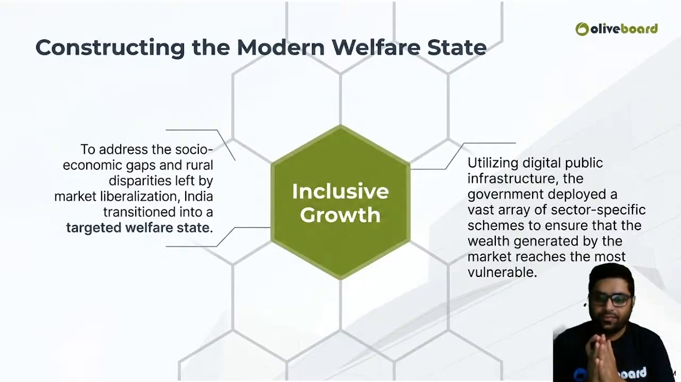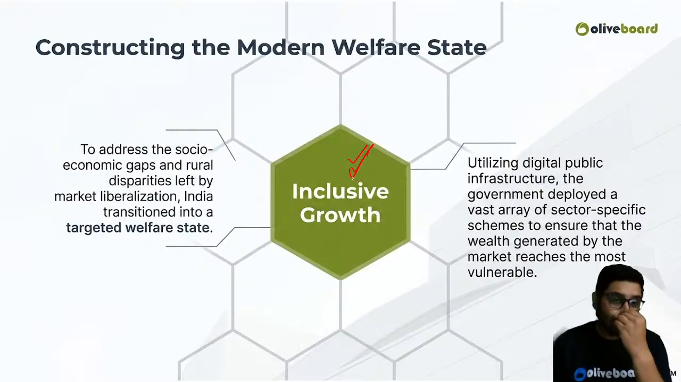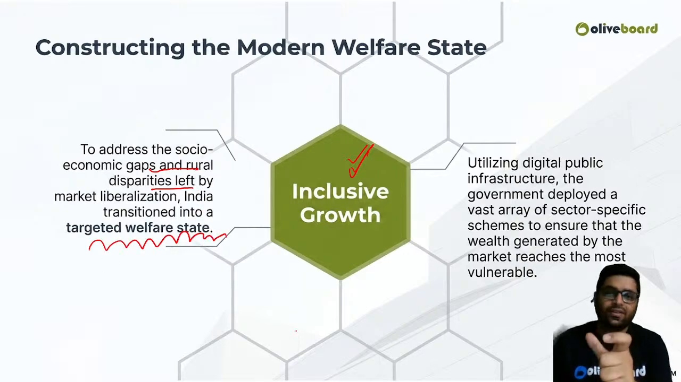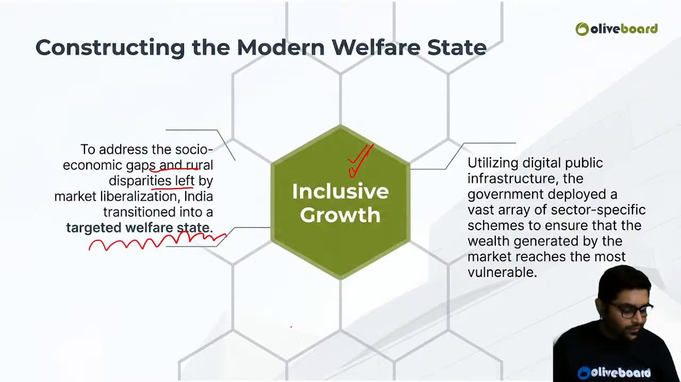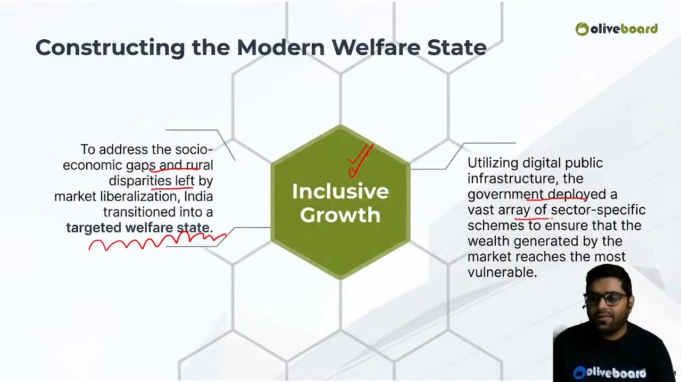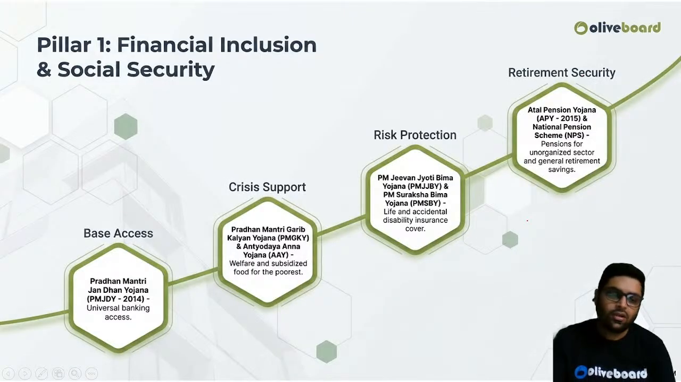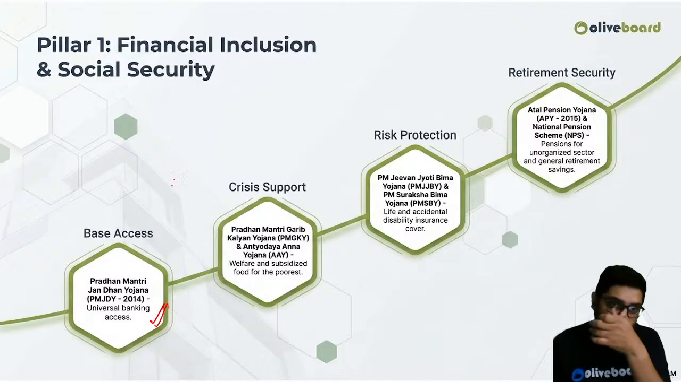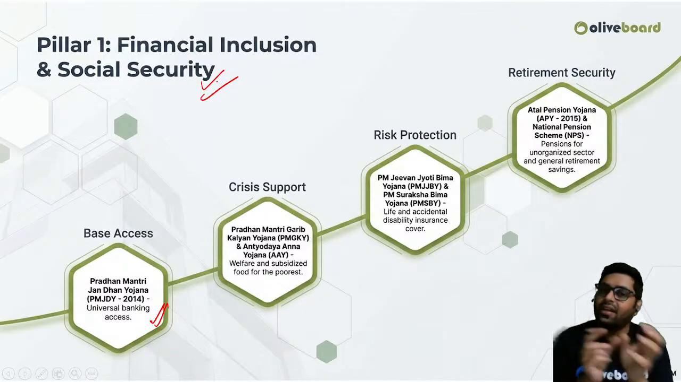Now let us talk about some schemes. Correct? To have some inclusive growth, the government has to address socio-economic gaps and rural disparities. Correct? They have to be a welfare state. Welfare state means the government provides services and facilities to the public, right? Utilizing digital public infrastructure, the government deployed a vast array of sector specific schemes. Now, which are these schemes we are talking about? So, we had Pradhan Mantri Jan Dhan Yojana, universal banking access, in 2014. Now these schemes are financial inclusion and social security schemes. Schemes have various categories. Correct?